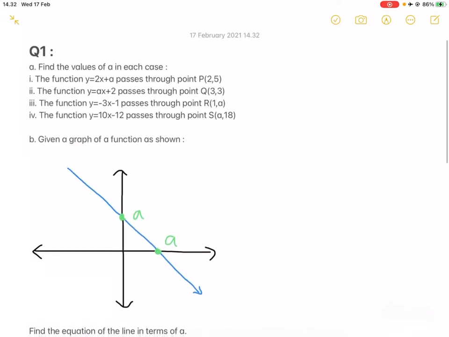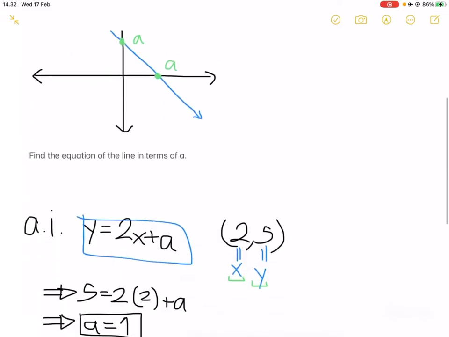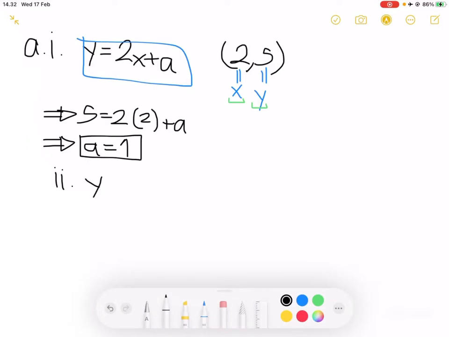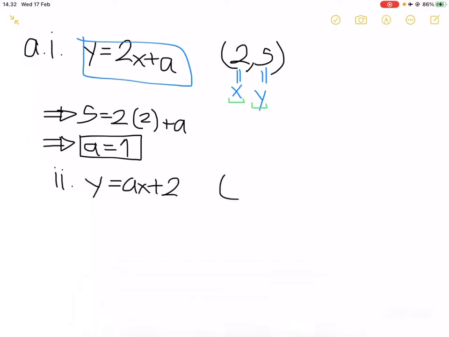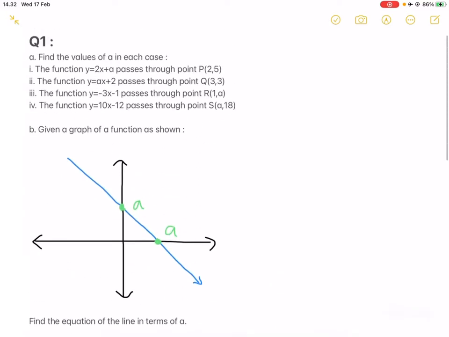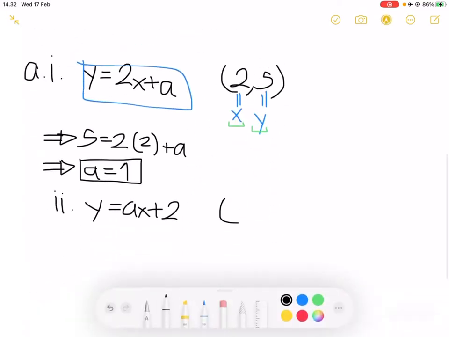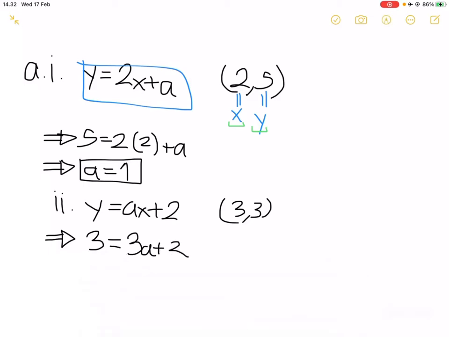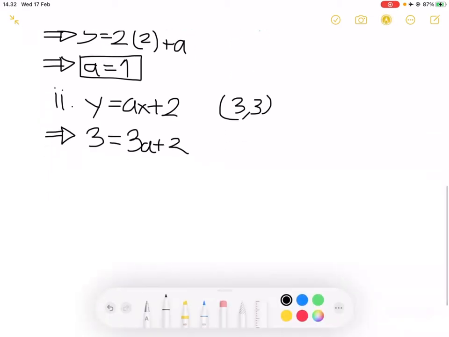For part 2 of part A, you basically do the same thing. So it says that the line y equals ax plus 2 passes through point (3, 3). Just substituting its x and y value in, you get that 3 will equal 3a plus 2. And therefore, simplifying this, you get that a is equal to 1/3.